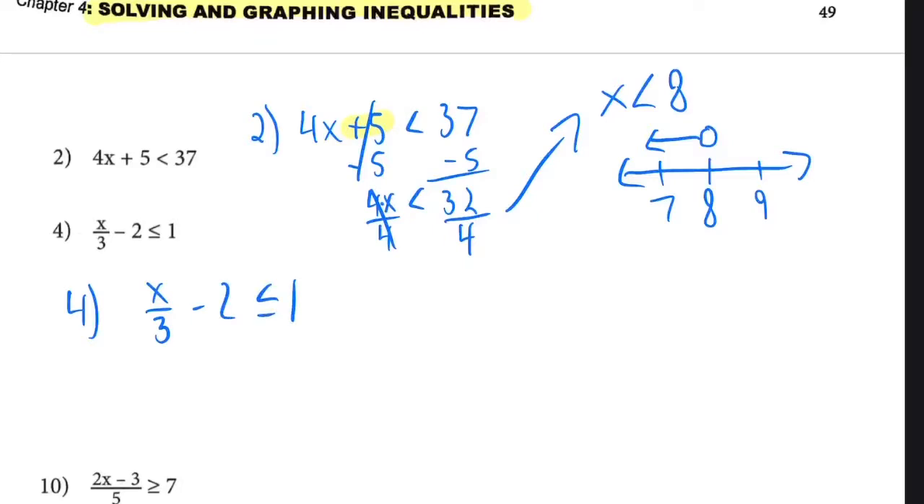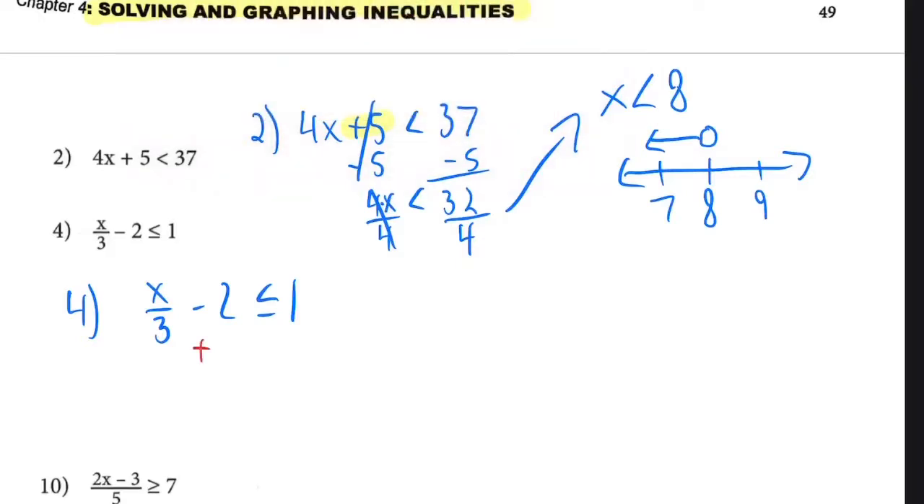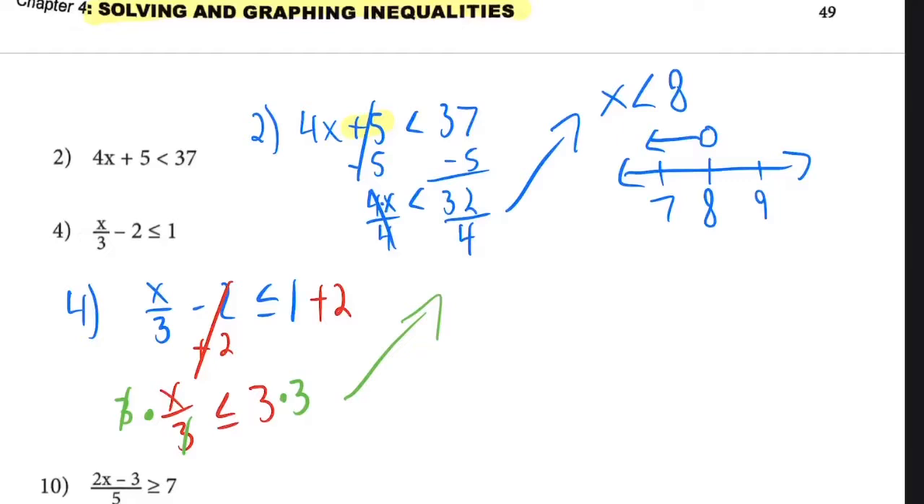x divided by 3 minus 2 is less than or equal to 1. Let's start with the adding and subtracting. Get that out of there by adding 2. Add 2. That's going to leave x over 3 is less than or equal to 1 plus 2 makes 3. Then we have dividing by 3. We stop dividing by 3 by multiplying by 3 on both sides. Then we have x is less than or equal to 9.